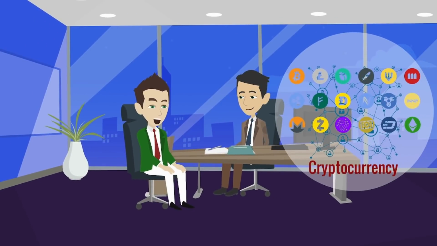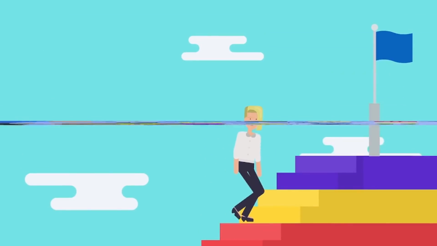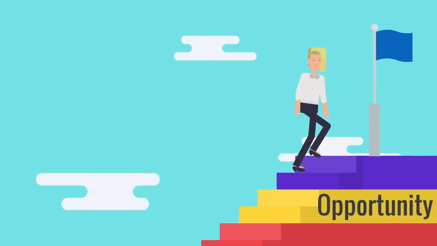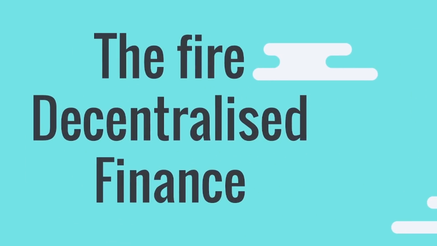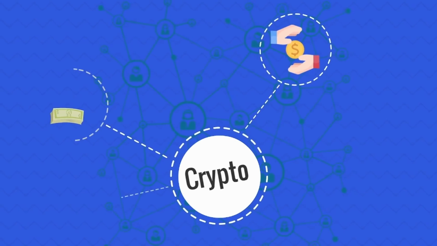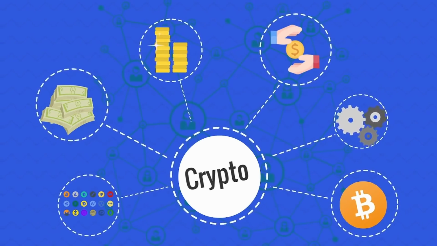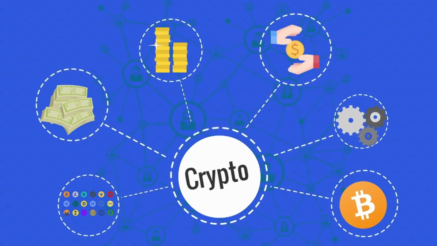Does this sound familiar? What if you could find the next Bitcoin, or the next Ethereum, or the next Chainlink, before the rest of the crowd found out? Well, the opportunity is here right now. It's called DeFi, or decentralized finance. This is the next evolution in crypto, where you can stake, lend, borrow and farm your crypto, and earn interest on your money. If this sounds like mumbo jumbo to you, don't worry.